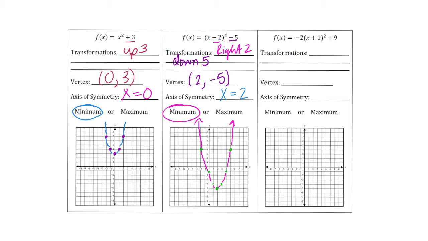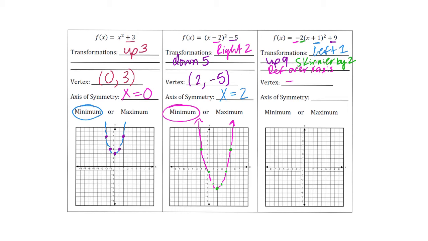All right. Last one has a lot going on here. So I'm going to move left 1. I'm going to move, let me underline that one in blue, up 9. I am going to get skinnier by 2. And I'm also going to reflect over the x-axis. I'm going to write that, try to fit that in here. Reflect over x-axis. All right, so my vertex isn't affected any by the getting skinnier or reflecting.